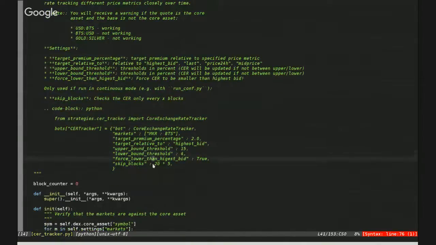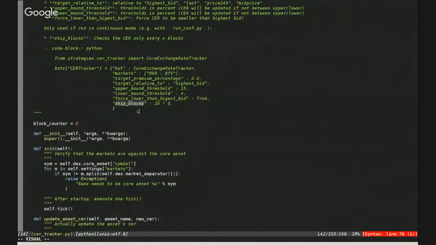Well, and then there's this force flag that enforces that the core exchange rate is always higher than the highest bid, always lower than the highest bid. It depends how you define core exchange rate. But essentially, if you have this flag on false and you run into this case here, then people are going to exploit your core exchange rate, because the core exchange rate is then like an implicit market maker at the price that you define here, and people are going to exploit this pretty quickly.